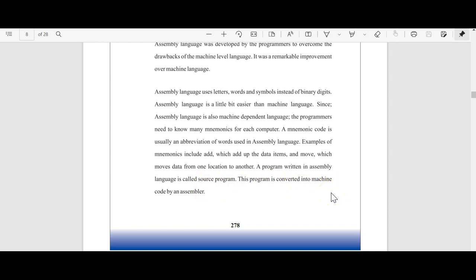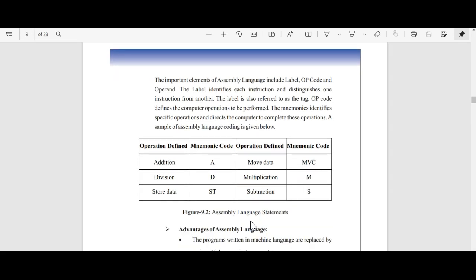So definitely a computer cannot understand assembly language. So we really need to convert the assembly language into a binary language. There comes the need of a translator, which translates the assembly language. The assembly language program is called a source program, and later it is converted into machine language, and the program which converts assembly language into machine language is called an assembler, right? These are some basic mnemonic codes, like showing addition, division, and storing data.